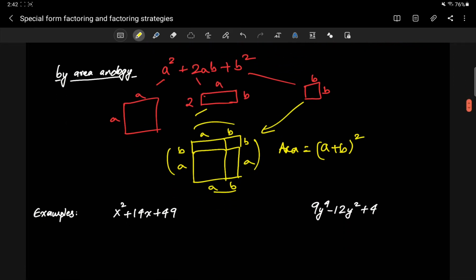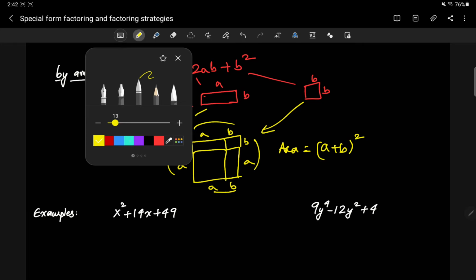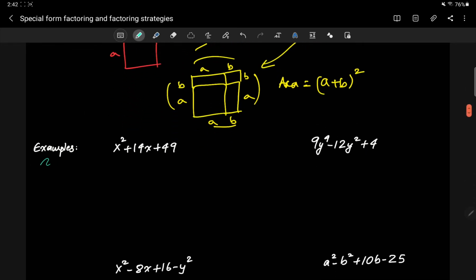Okay, so let's look at some examples. x squared plus 14x plus 49. So the first hint is that it is a trinomial. So that's a good sign. You can always solve this by splitting the middle term, but you can also do it directly by observing, remember from our list, that 49 is actually 7 squared and 14 is actually 2 times 7, which means you can directly factor this as (x plus 7) squared.